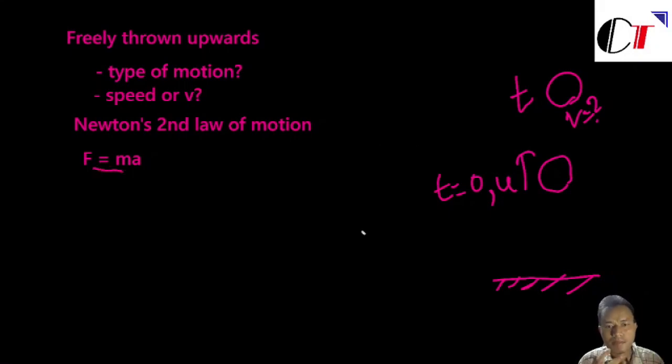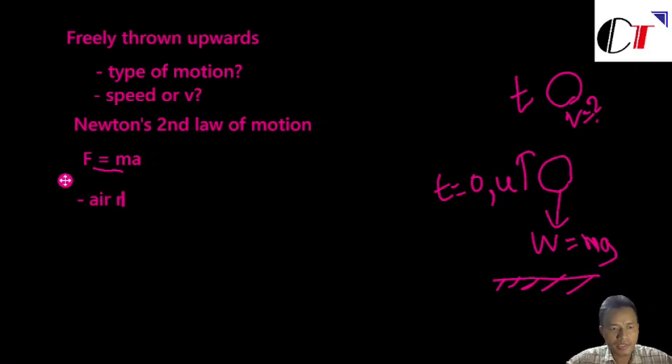If you want to determine the type of motion, all we need to do is draw the free body diagram and substitute the forces in Newton's second law of motion. So if you throw your object freely upwards against the gravity, and because we just freely throw, there will be no other external forces. The only force acting is the weight of the object, which is equal to mg. And again, we have to neglect the air resistance. So that is very obvious here. Air resistance is neglected again.